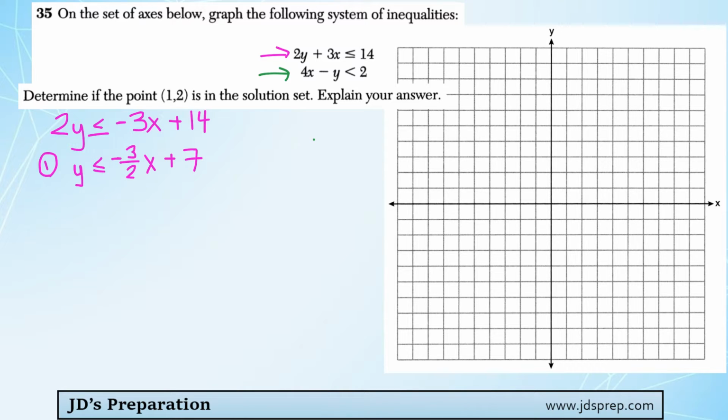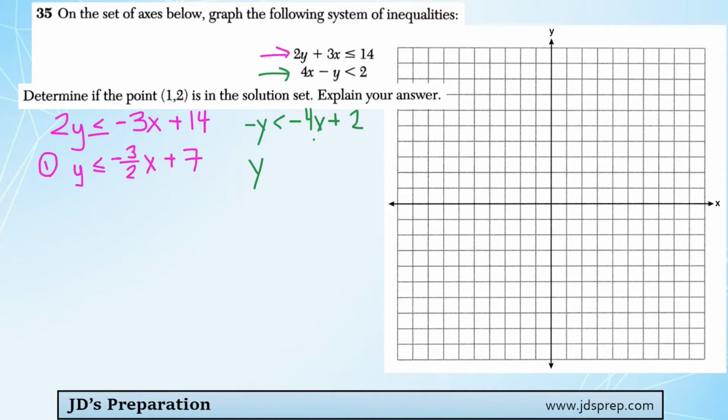Now, moving on to the second inequality, 4x minus y is less than 2. Now, to isolate y here, we could first subtract 4x from both sides, and we would be left with negative y is less than negative 4x plus 2. And then to make y positive, what we can do is basically write the opposite of each term, and that would be the same thing as multiplying each term by negative 1. And we would get y.